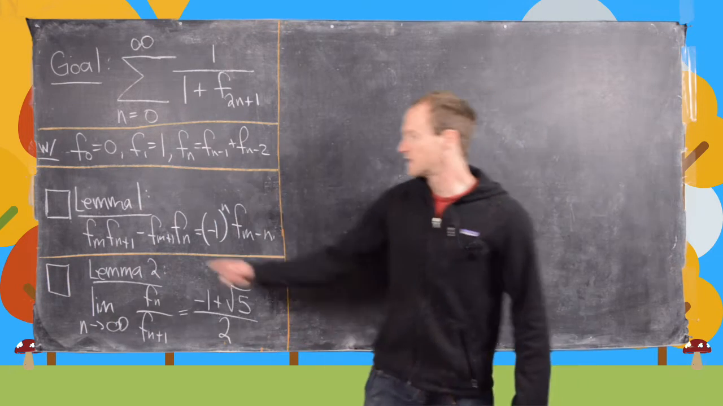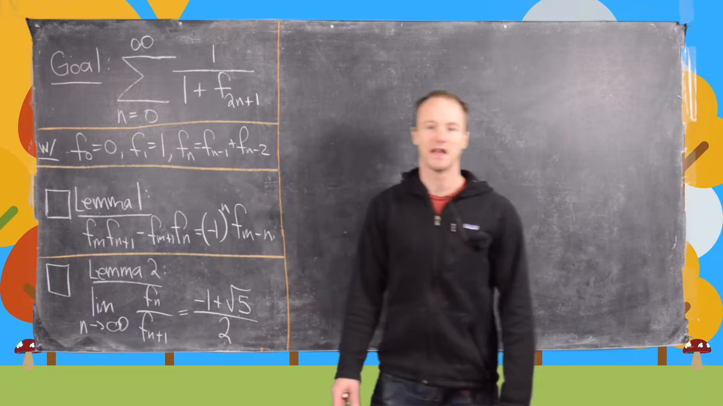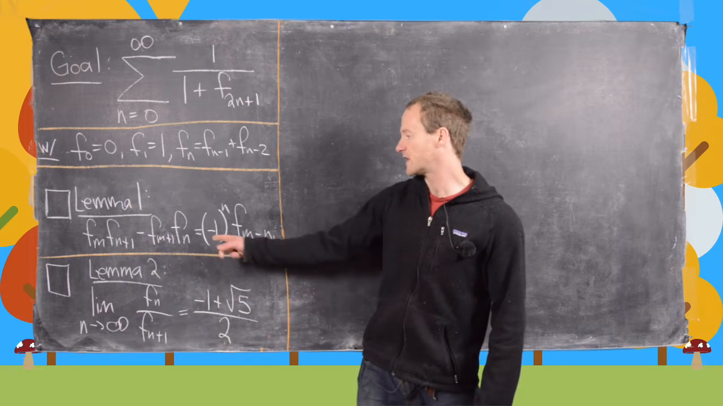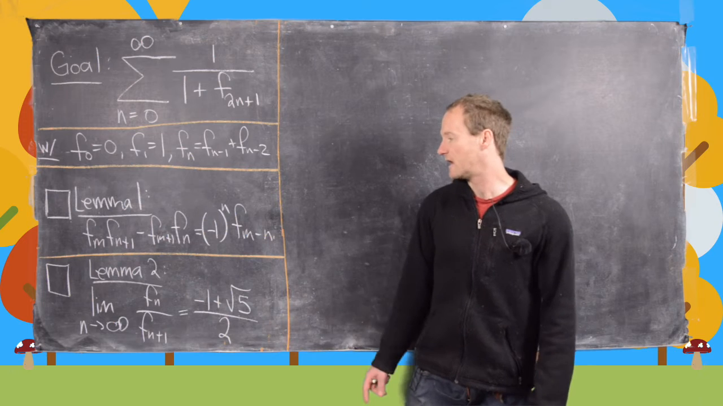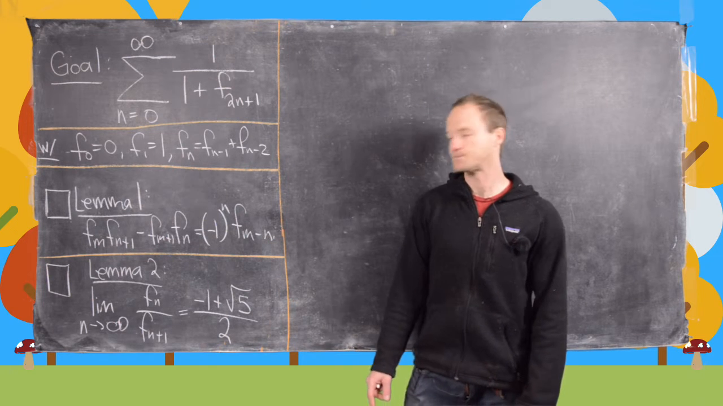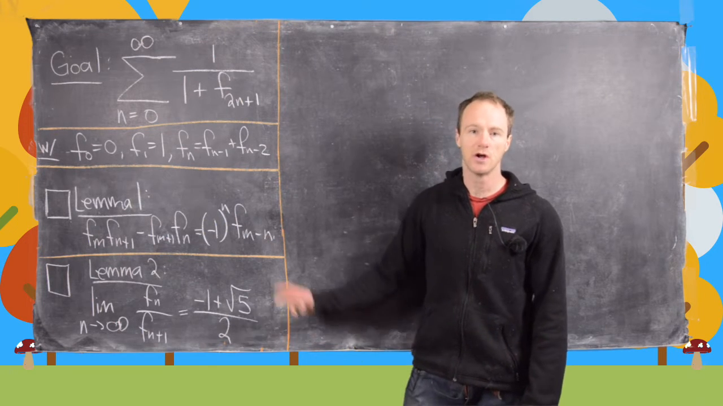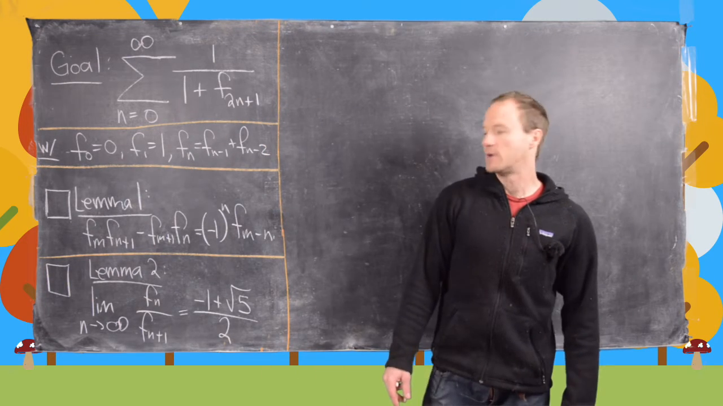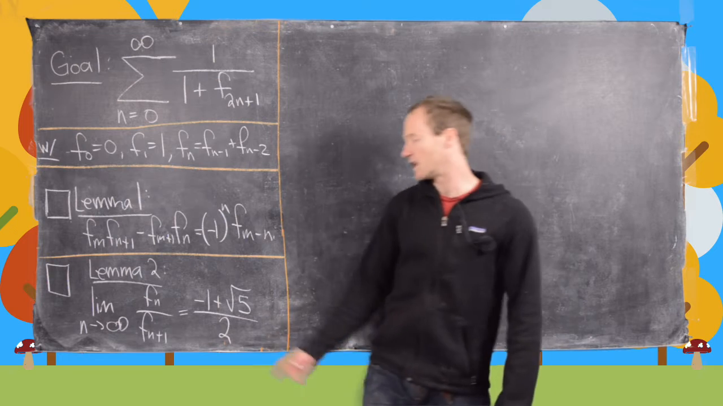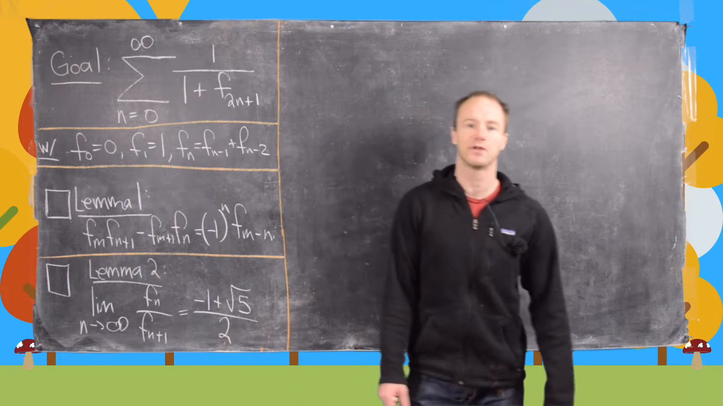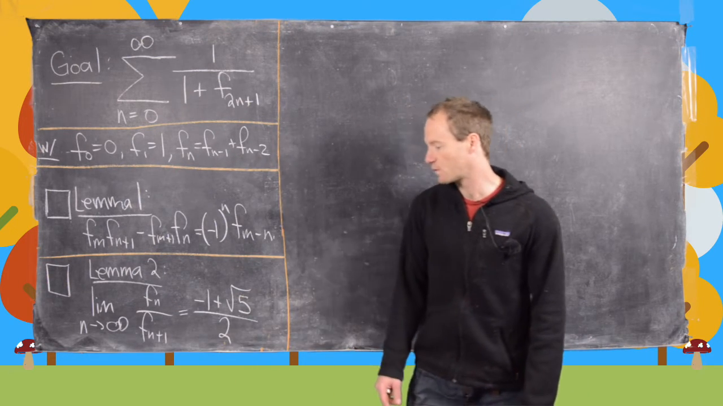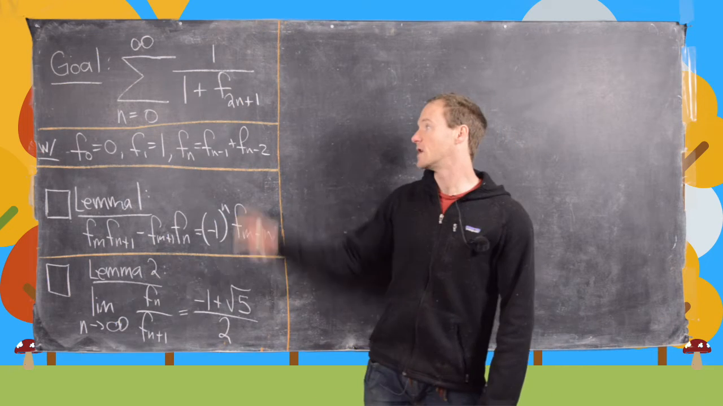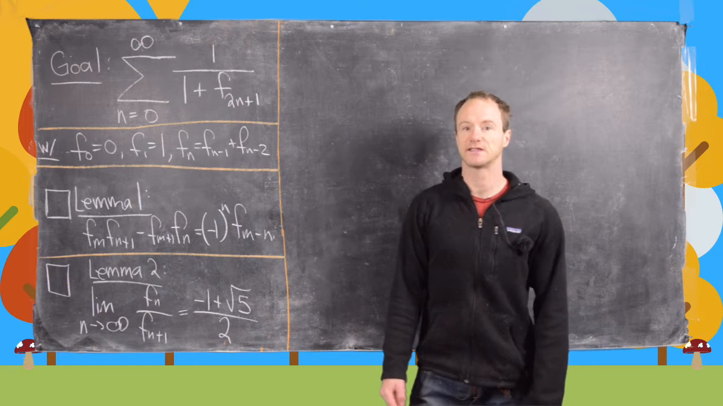This first lemma says the nth Fibonacci number times the (n plus first) minus the (m plus first) times the nth is equal to (minus 1)^n times f sub (m minus n). And then next we have lemma 2, which is well known. Usually it's written the other way as a reciprocal, but it says that the limit as n goes to infinity of the nth Fibonacci number over the (n plus first) is equal to (minus 1 plus root 5) over 2. I'm going to go ahead and prove these lemmas first before we dive into what this sum is.